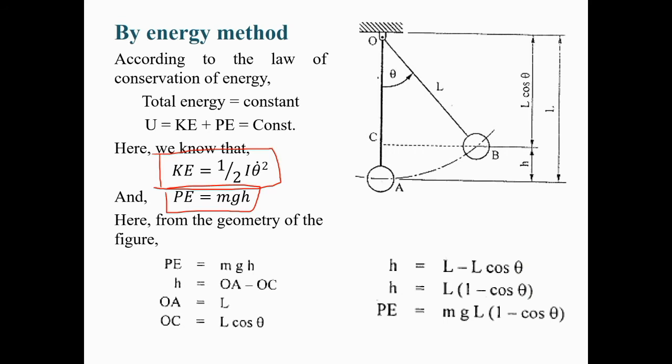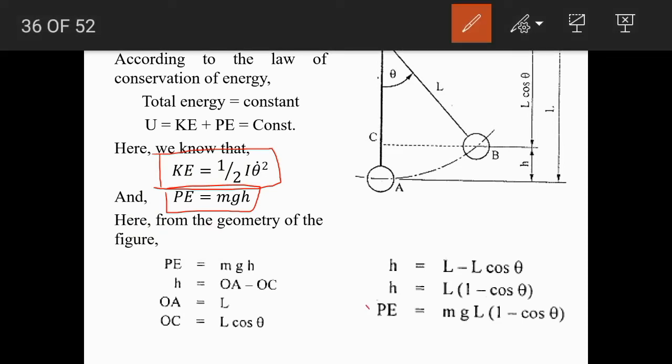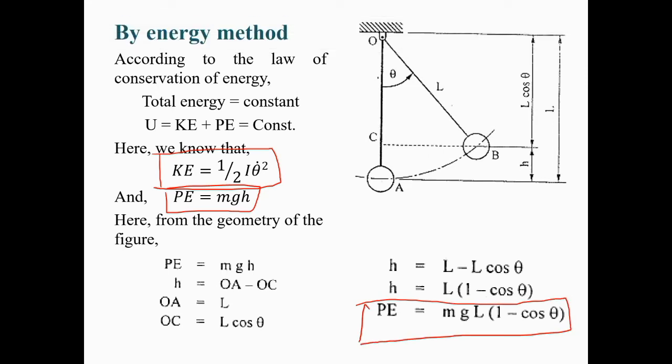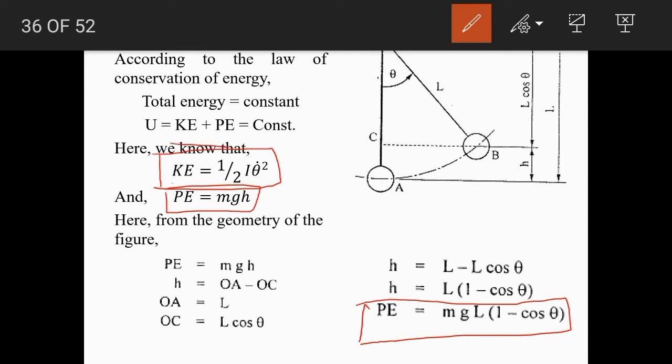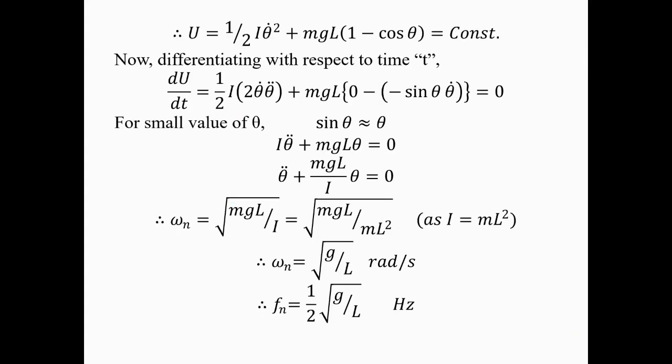Now substituting this value in the equation of potential energy mgh, potential energy could be given as mgl into 1 minus cos theta. Okay, now we know that potential energy plus kinetic energy remains constant, so it means 1/2 I theta dot square plus mgl into 1 minus cos theta is equal to constant.